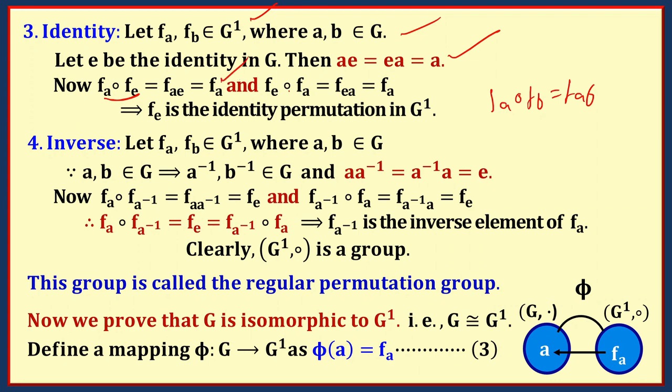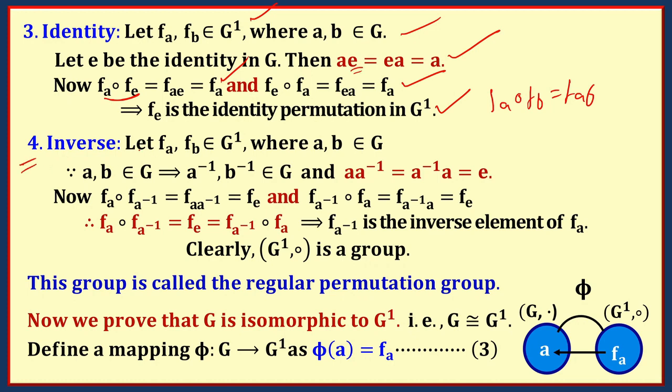Again, Fe circle Fa is equal to FEA, EA equal to A, this is Fa. Therefore, Fa circle Fe is equal to Fe circle Fa is equal to Fa. This means Fe is the identity permutation in G dash. Here, AE is equal to EA is equal to A is the identity.